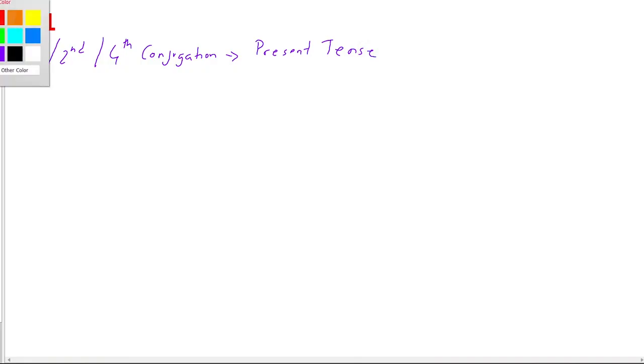Now, previously, we have seen the first, second, and fourth conjugation in the present tense. And for all these first, second, and fourth conjugation, we had a kind of a common rule that we followed. Let's just revise that.